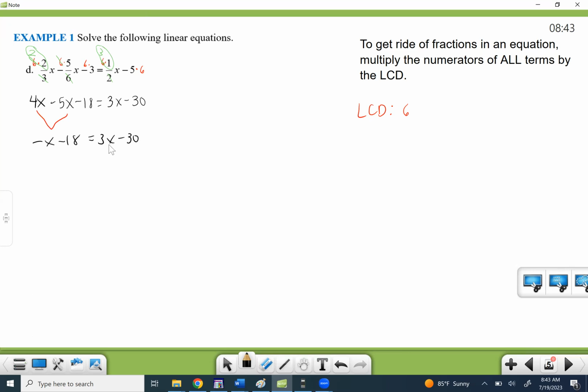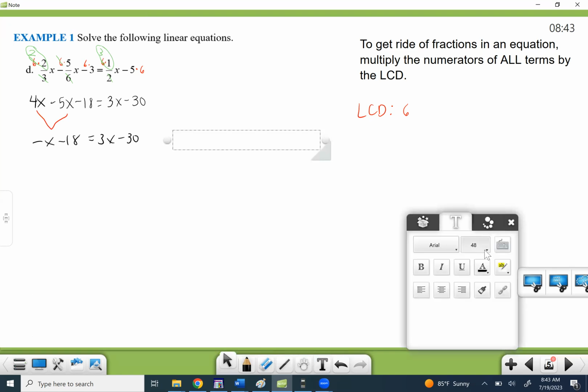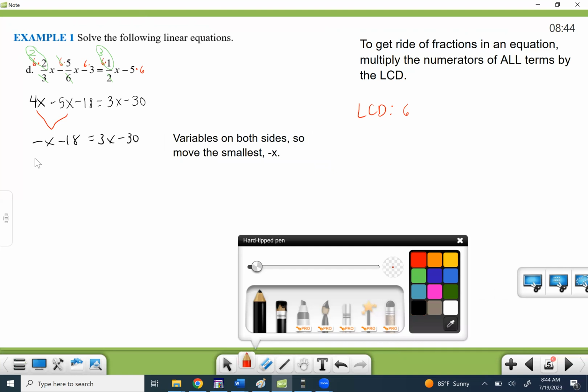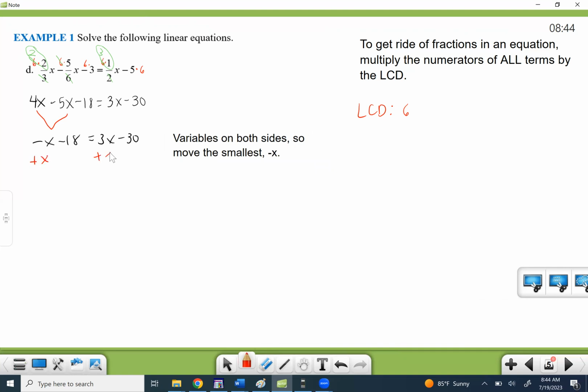All right, variables on both sides. So we got to move the smallest, right? The repetition, you guys, is just going to help you when it comes test time. You'll just hear my voice in your mind saying that again. All right, variables on both sides. So move the smallest, which would be the negative x in our case. Okay. So let's go ahead and do plus x. If it's a minus x, then we're going to do a plus x to both sides.